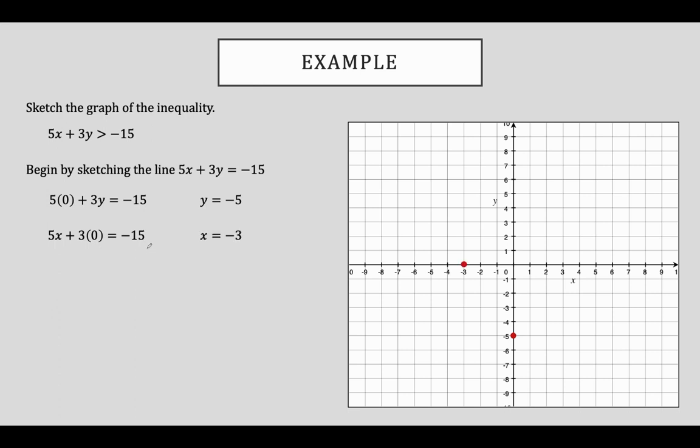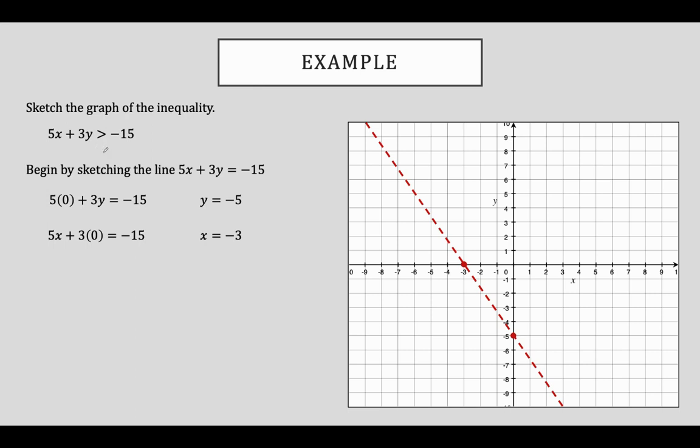I can plot that point, and once I have 2 points, I can draw in my line. Now notice, I've used the dashed line here because there is no equal to component of this inequality. It's just greater than.